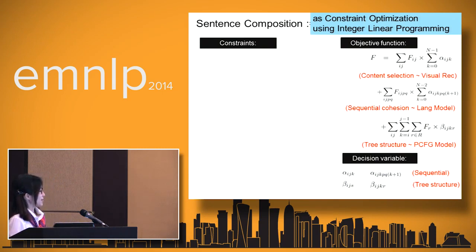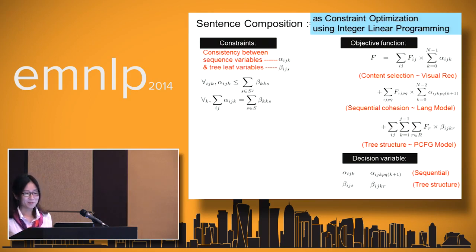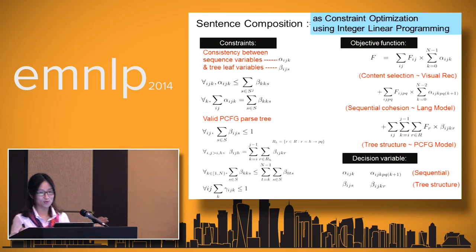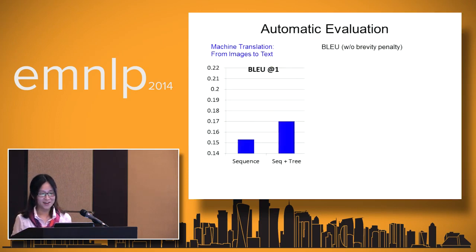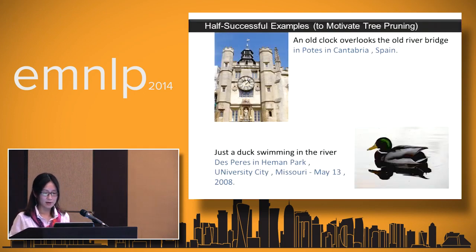And at this point, there's no reason why the ILP assignment will be consistent across these alpha, beta variables, which have something to do with the sequence variables and tree structure. So we need to throw in some additional constraints in order to make sure that the assignment makes sense. But once we've done that, we can start evaluating. By the way, this is only a part of the full system, but let's take a look at what happens in terms of evaluation. So if we add tree structure, then the score improves, and this is a BLEU score. We are borrowing this evaluation measure from machine translation, imagining that this is a translation from images to text. And here are some half-successful examples, deliberately chosen.